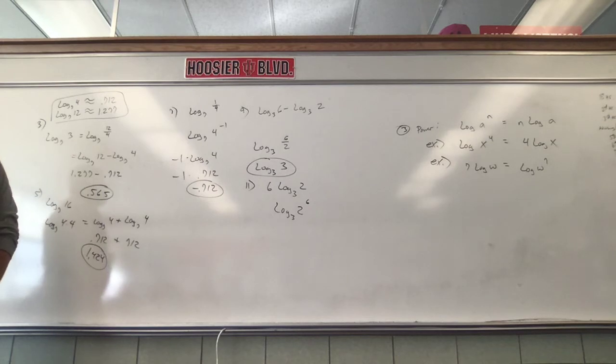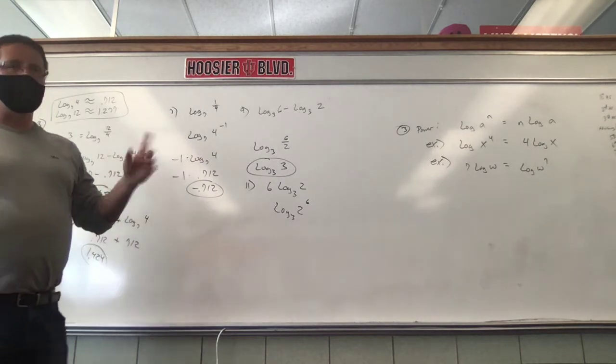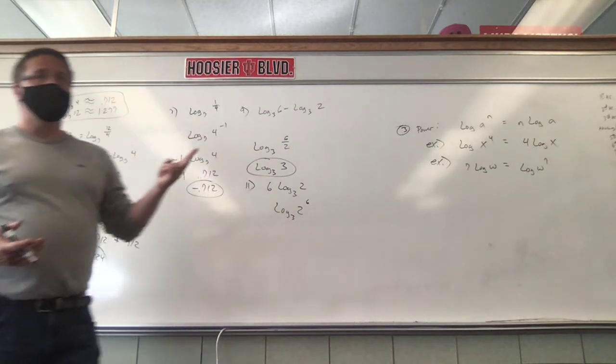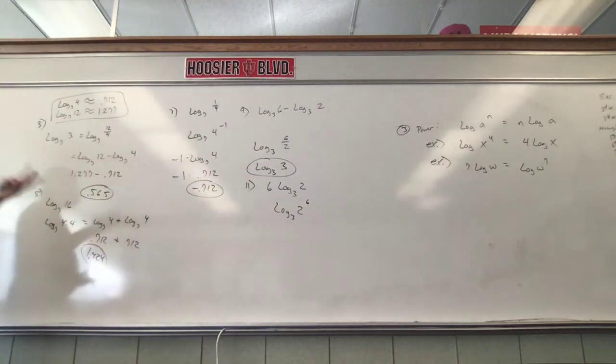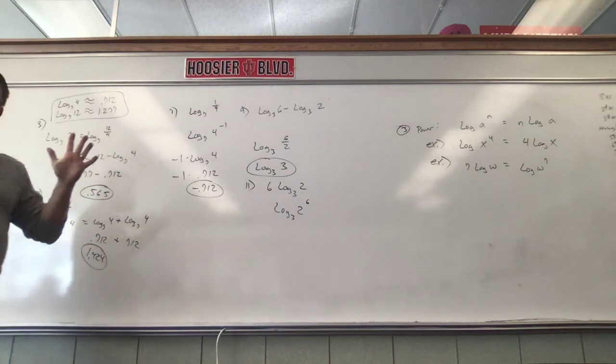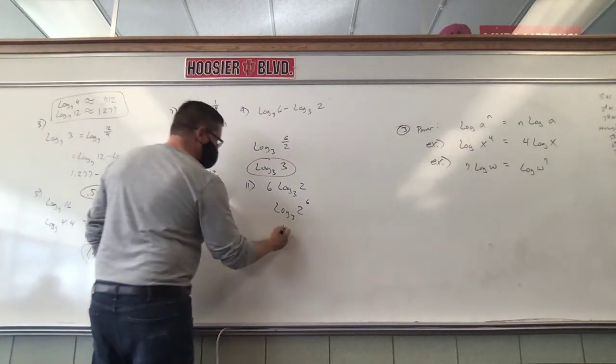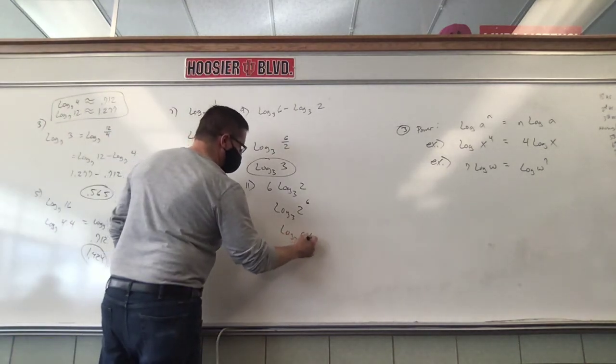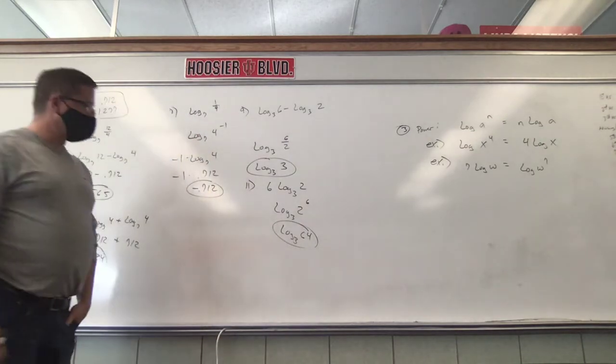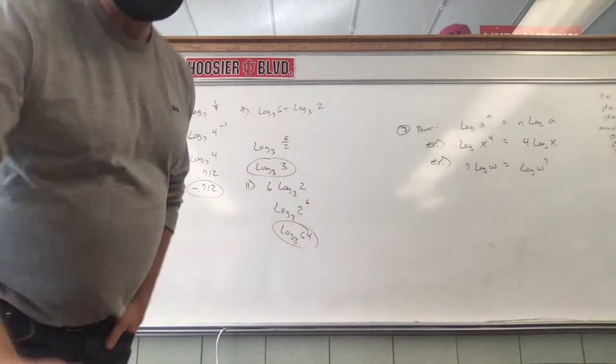They want you to actually simplify 2 to the 6th, and don't say 12, okay? 2 times 2 times 2 times 2 times 2 times 2. 2 times 2 is 4. Times 2 is 8. 16. 32. 64. Log base 3 of 64. And that doesn't simplify.